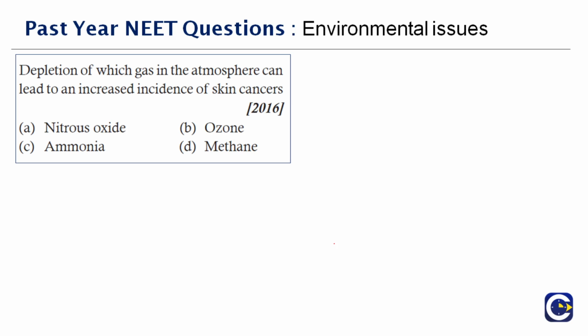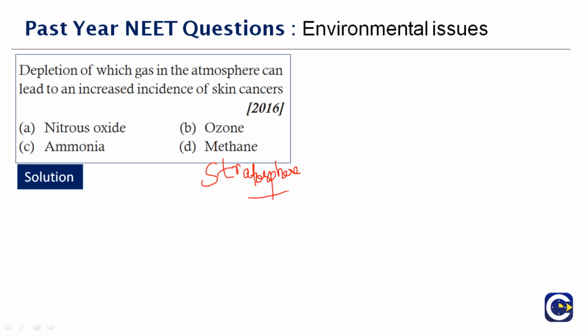Depletion of which gas in the atmosphere can lead to an increased incidence of skin cancer? Whenever we talk about depletion, the first thing that comes to our mind is ozone, right? The same thing follows here. But you have a special layer which is called the stratosphere, which actually prevents the UV radiations from entering into the earth. That is, the maximum amount is being absorbed by that. So when that layer gets damaged, the ozone layer gets depleted, and the radiation will directly enter into the earth.